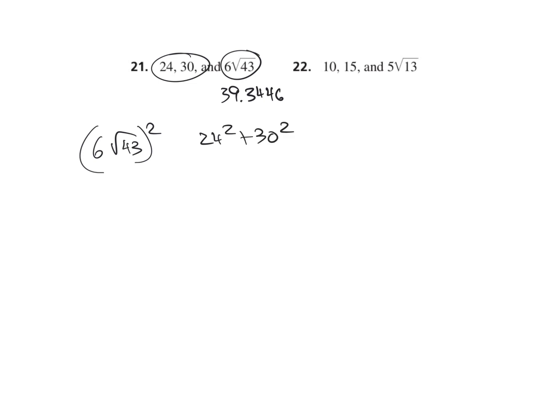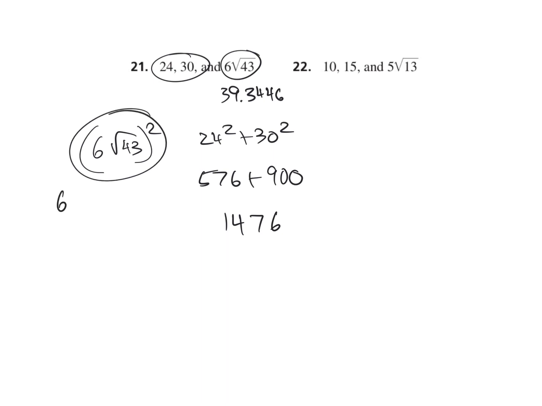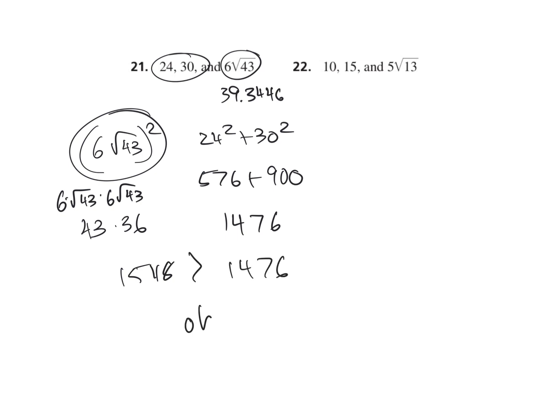So 24 squared is 576. 30 squared is 900. So that's 1476. Now, we have two of these. So 6 square root of 43 times 6 square root of 43. The two pairs make 43, and 6 times 6 is 36. So 43 times 36 is 1,548, which is bigger than 1,476. So this is an obtuse triangle.